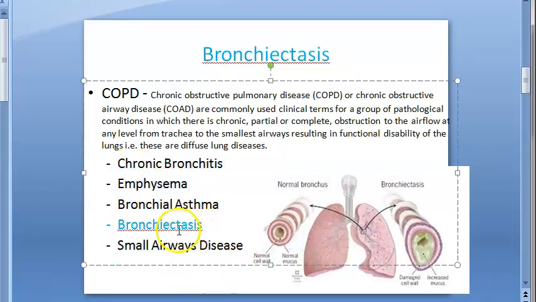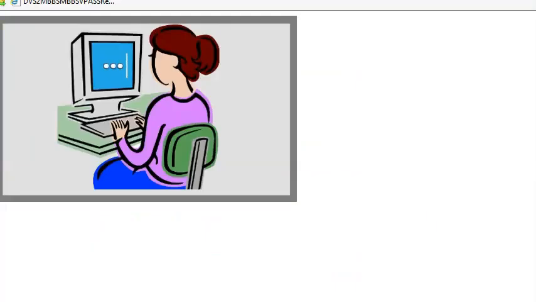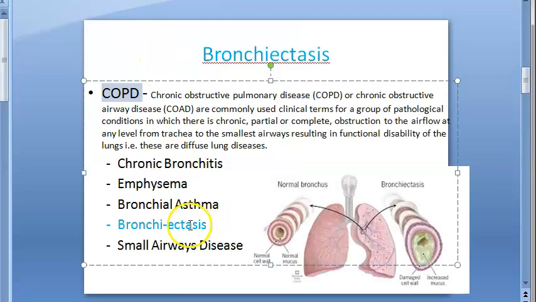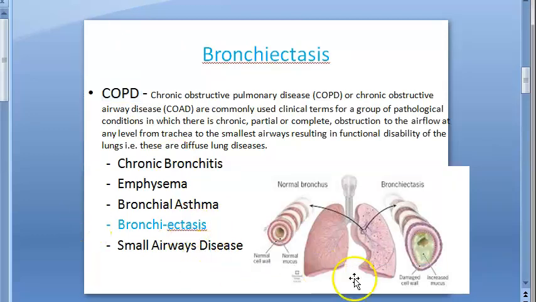So what is bronchiectasis? Bronchiectasis is nothing but a COPD. Did you understand this much? Just like asthma, emphysema, and chronic bronchitis, you have bronchiectasis. Small airway disease is also a COPD. So you understood where exactly we are, right?